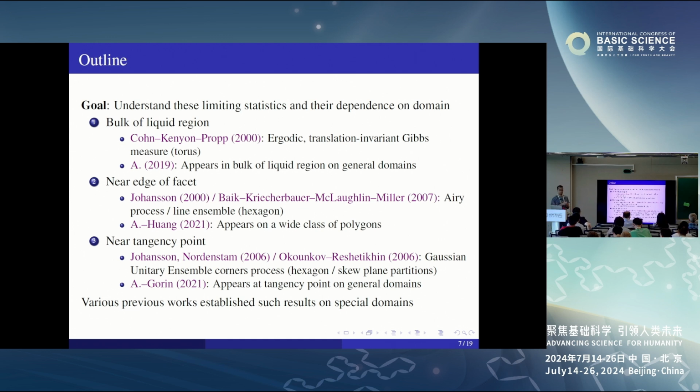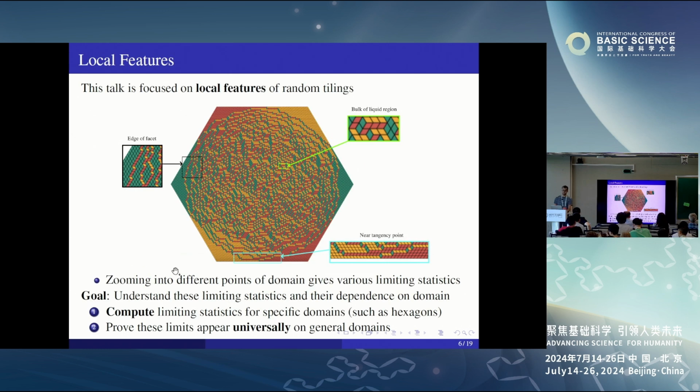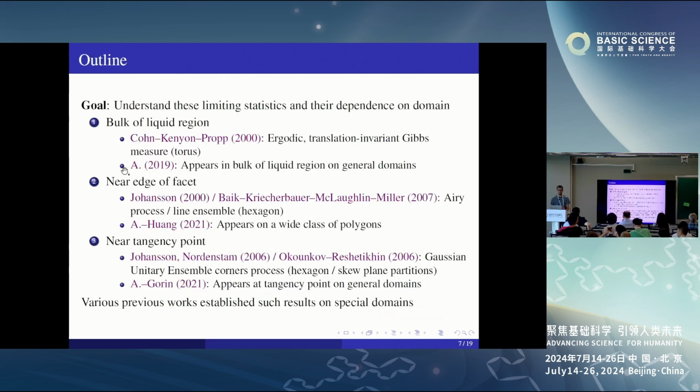You can look at the bulk of the liquid region, which corresponds to looking in the disordered region, picking a point in the interior and seeing what the tiling looks like locally around any point. In each of these 3 regimes, I'm listing 2 results. The first result is among the first results proven on a specific domain, kind of the first computation step on a specific domain. And the second step is the universality statement that says in what generality it is now known that these statistics appear. Okay, so I'll go through some of these later on in the talk.